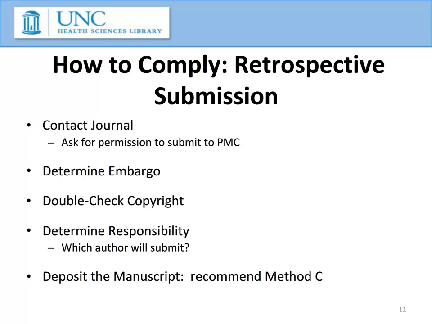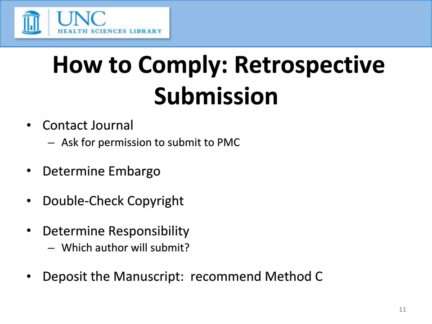If you have articles that are showing as non-compliant, you will need to take steps to bring them into compliance as soon as possible. This is known as retrospective submission. The first step is to contact the journal and ask for permission to submit the manuscript to PMC. Also, you will need to find out the embargo period that the journal requires.